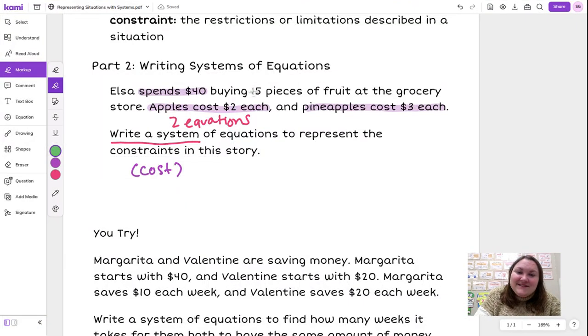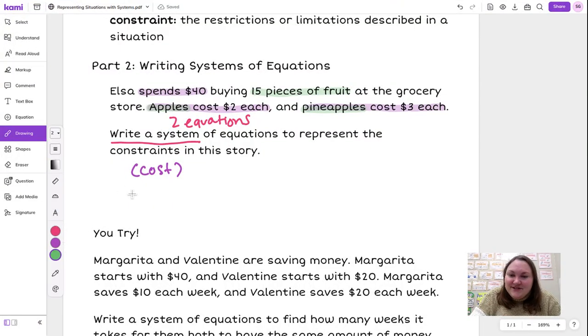We're told she buys a total of 15 pieces of fruit. And the two fruits she's buying are apples and pineapples. And so together, there's a total of 15 pieces of fruit. There's 15 apples and pineapples together. So my other equation is going to be describing, we'll say, number of fruit. And that helps me identify which information goes in each equation.